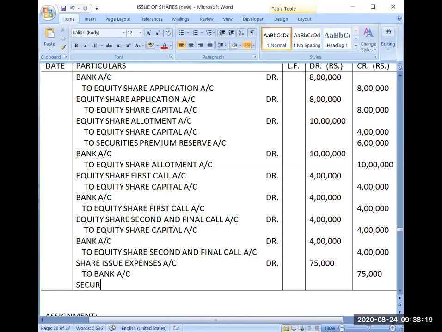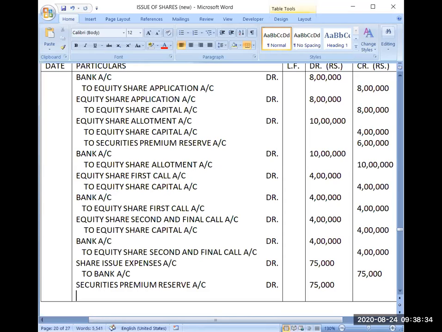Securities premium reserve account debit 75,000 to share issue expenses account. This way you will write it off. And narration can be that share issue expenses written off from securities premium reserve.